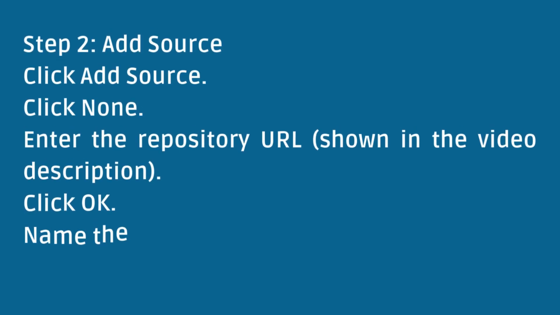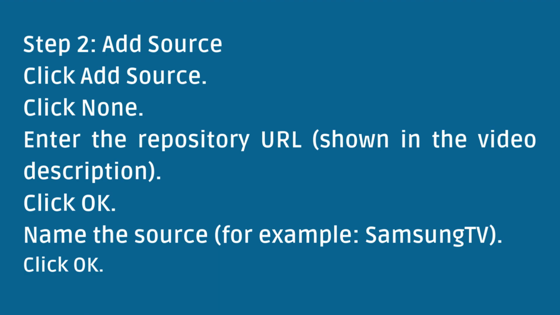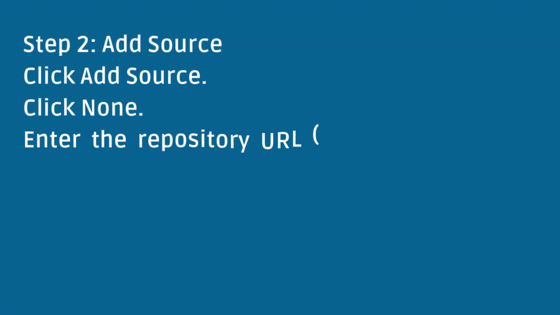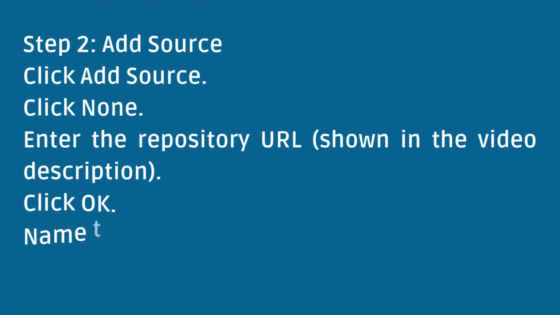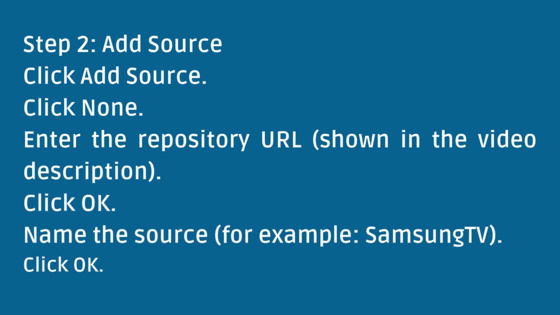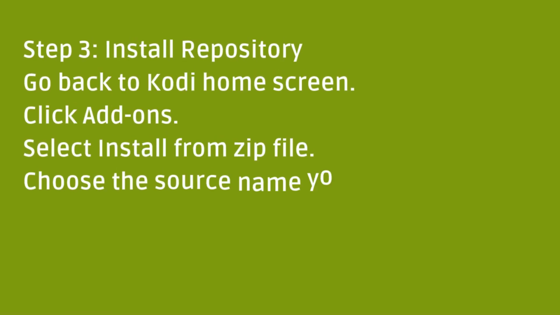Step 2. Add Source. Click Add Source. Click None. Enter the repository URL, shown in the video description. Click OK. Name the source, for example, Samsung TV. Click OK.